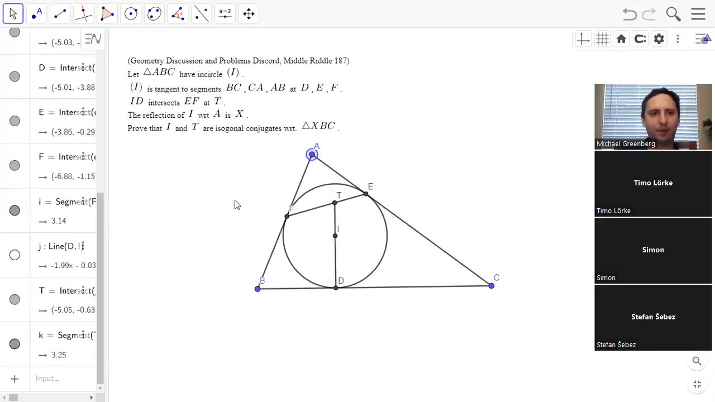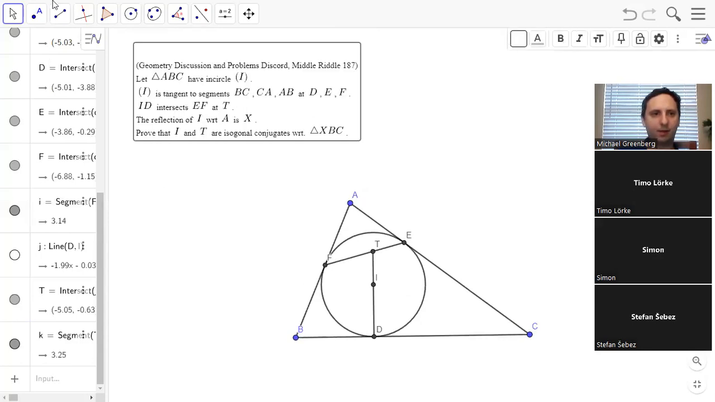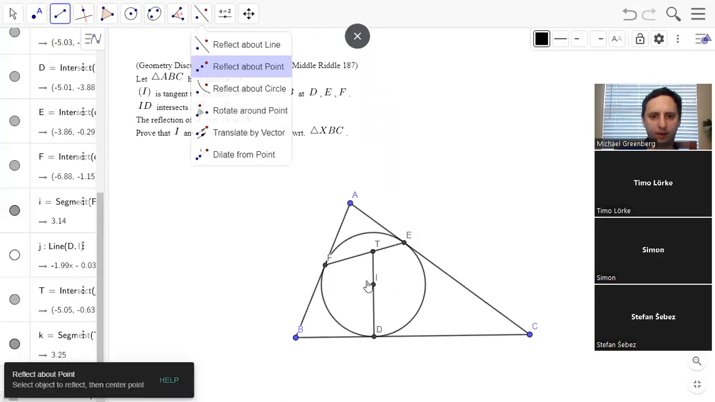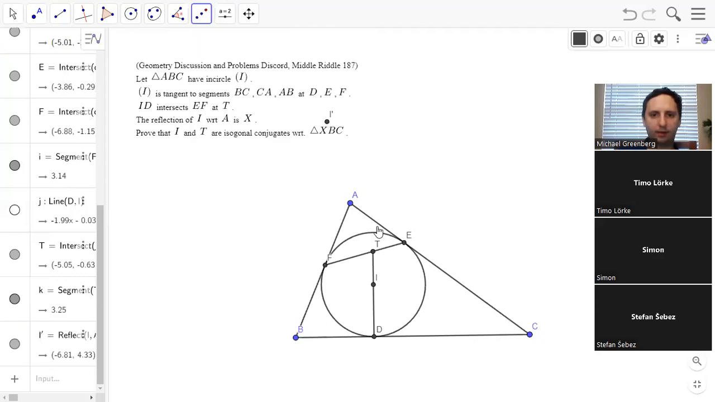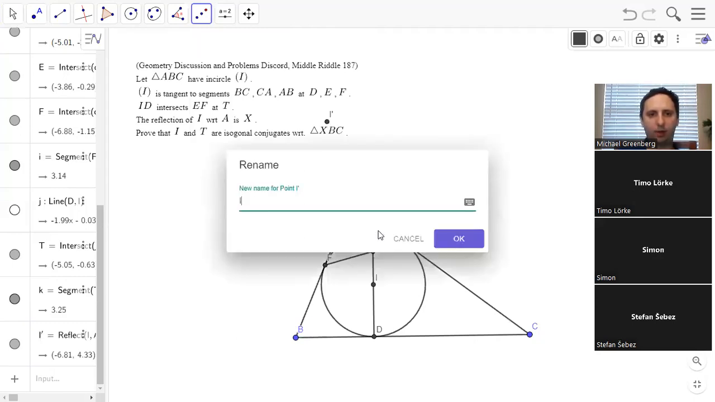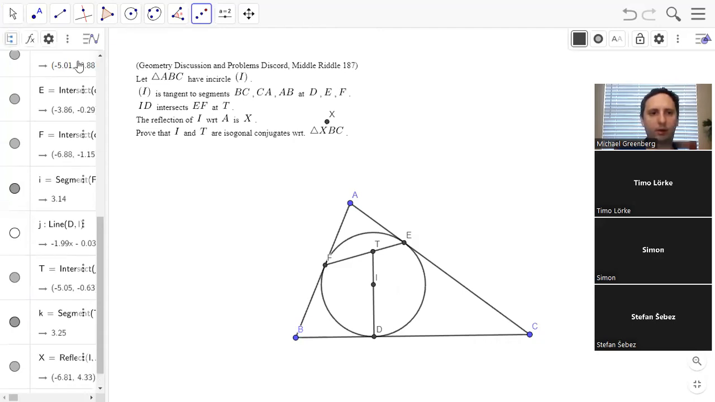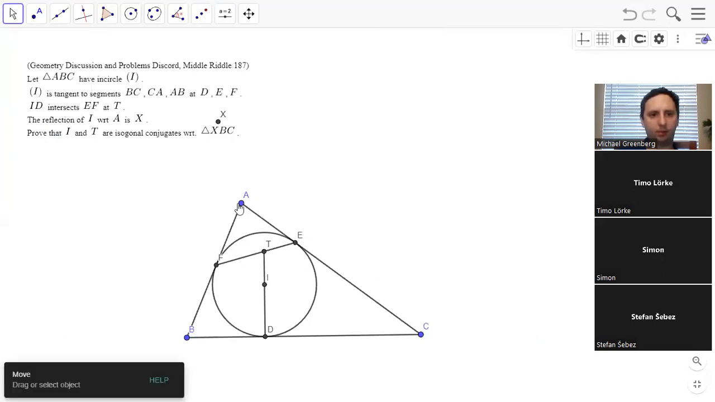Okay, there we go. So the reflection of I over A is X. So I'm going to reflect about a point. If I reflect I about A, that's point X. And we want to show that I and T are isogonal conjugates with respect to triangle XBC. I'll explain what that means in just a second.